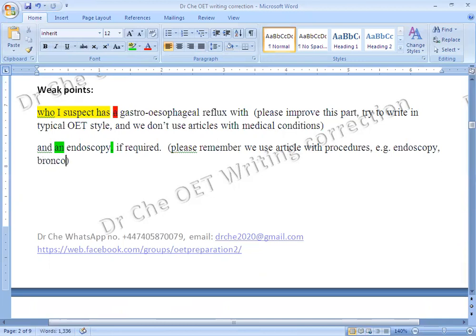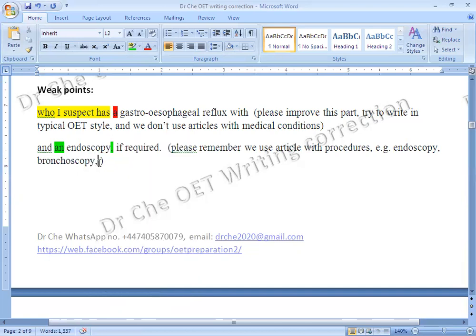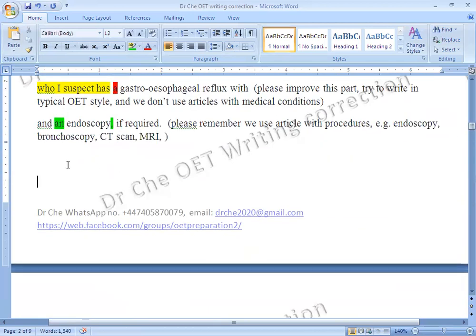Bronchoscopy, okay. Other examples: bronchoscopy, CT scan, MRI. So with all of them, we use article. So now we should copy here over the model answer.